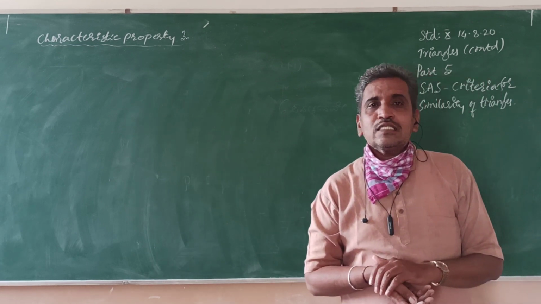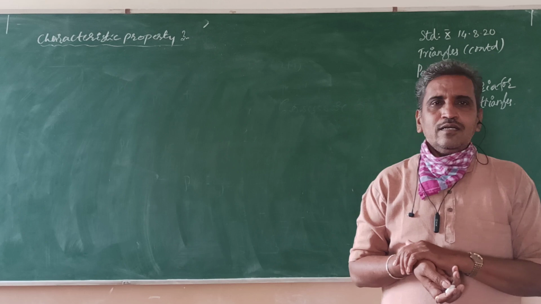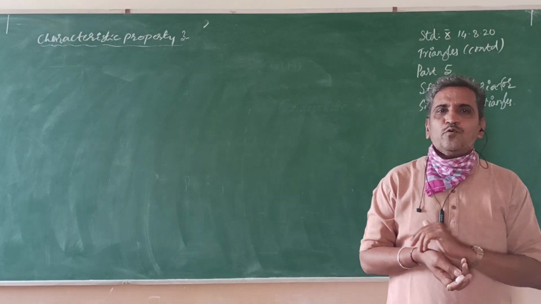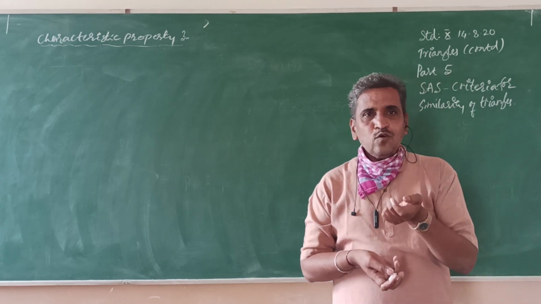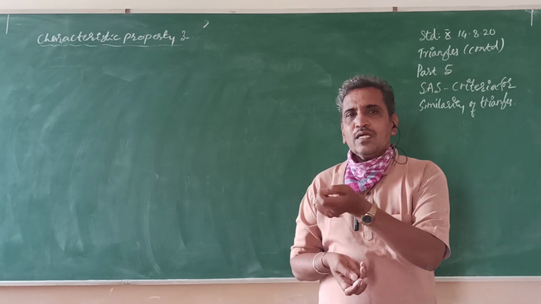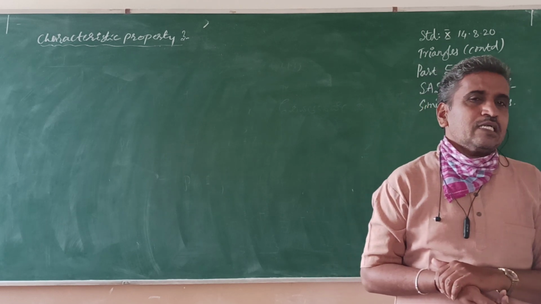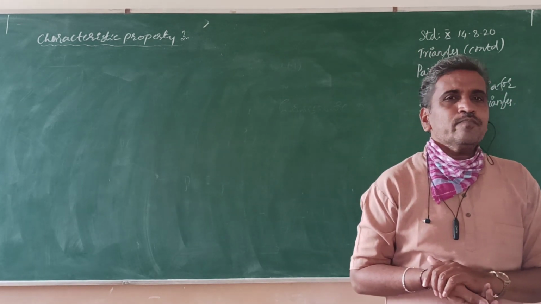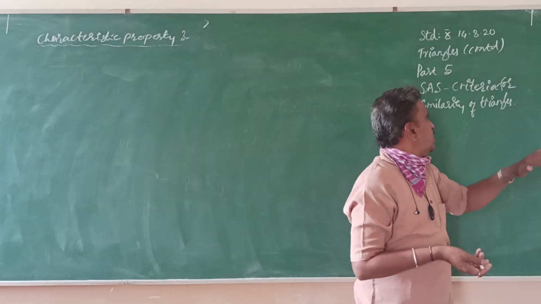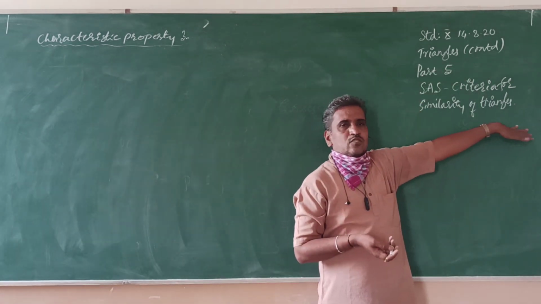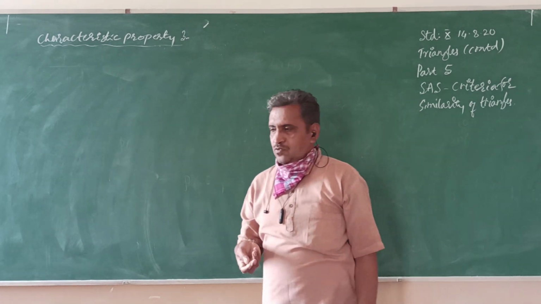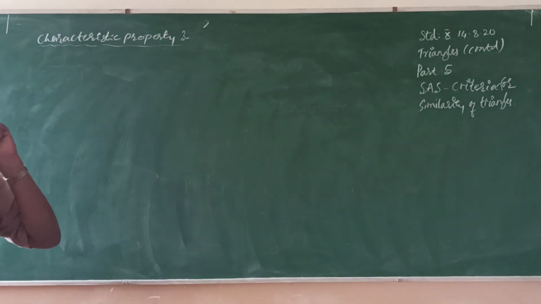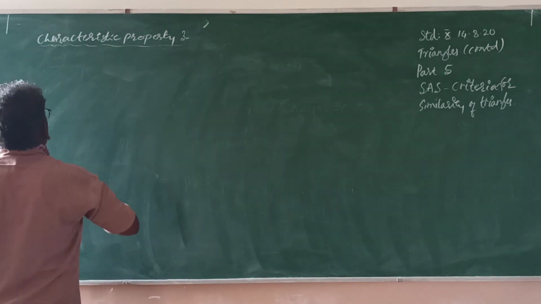Today it is SAS. You can understand that two sides of one triangle are in proportion to two sides of another, and the included angle of one triangle is equal to the corresponding angle of the other triangle. That is the SAS criteria for triangles. Then the triangles are said to be similar. So today we want to prove the SAS similarity. The theorem states this; I will write the statement, then we will see.